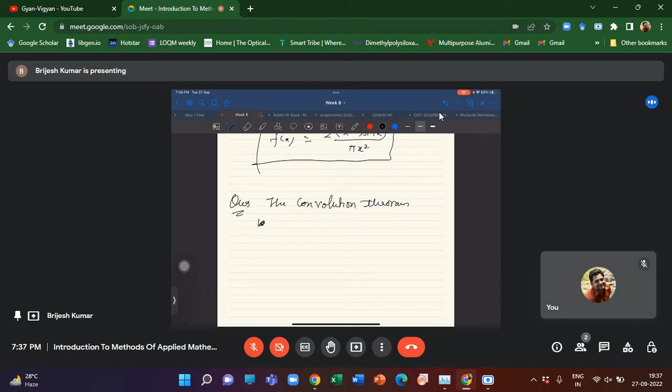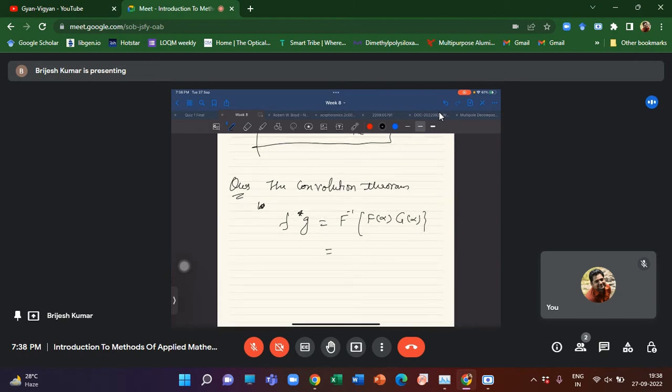You know the convolution theorem. The convolution theorem is where, for one function f and one function g, f * g is the Fourier inverse transform of F(alpha) and G(alpha). This will be defined as 1 upon 2 pi, integration from minus infinity to infinity, e to the power i alpha x, F(alpha) and G(alpha) d alpha.